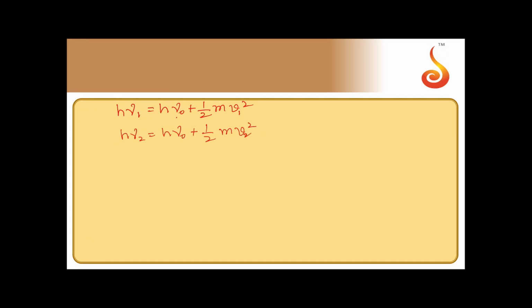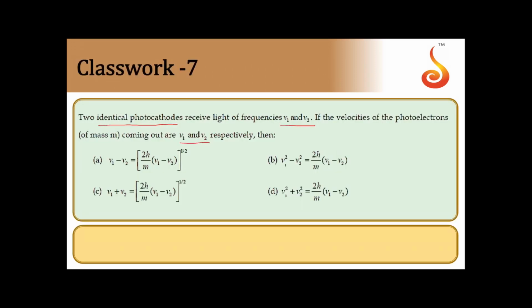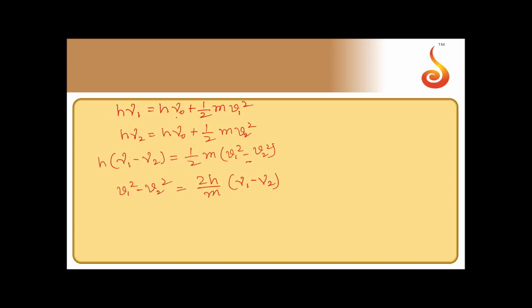Now subtract these two, we'll get h into nu1 minus nu2 is equal to half m into v1 square minus v2 square. Now send this half and m to the other side, we'll get v1 square minus v2 square equal to 2h by m into nu1 minus nu2. So that is option B.